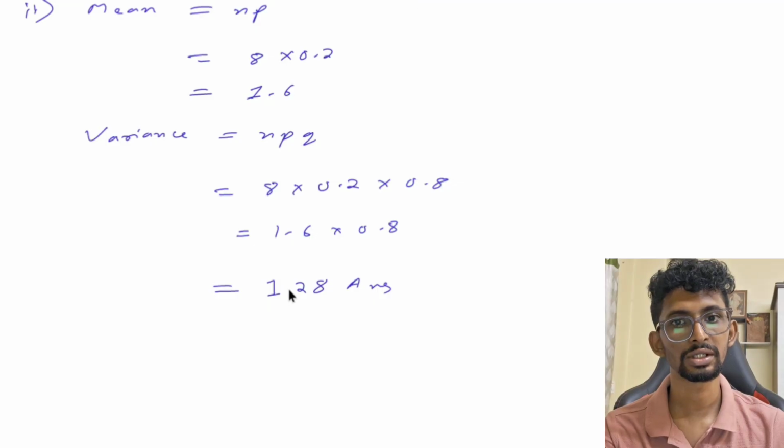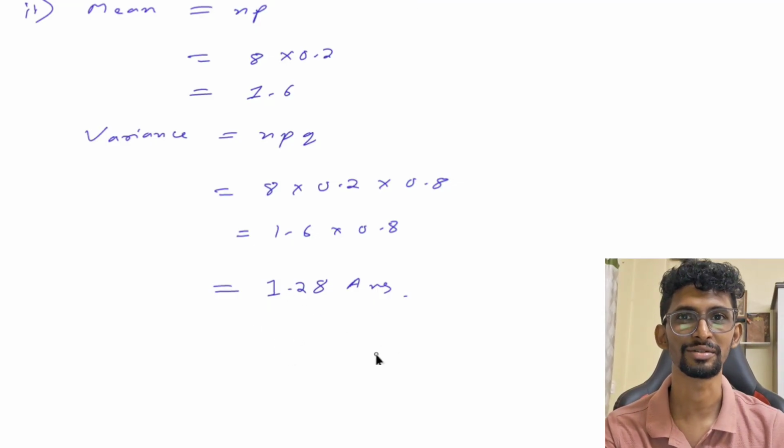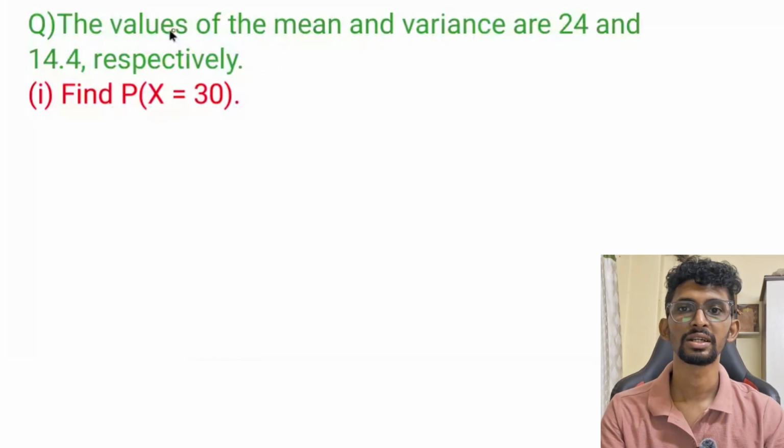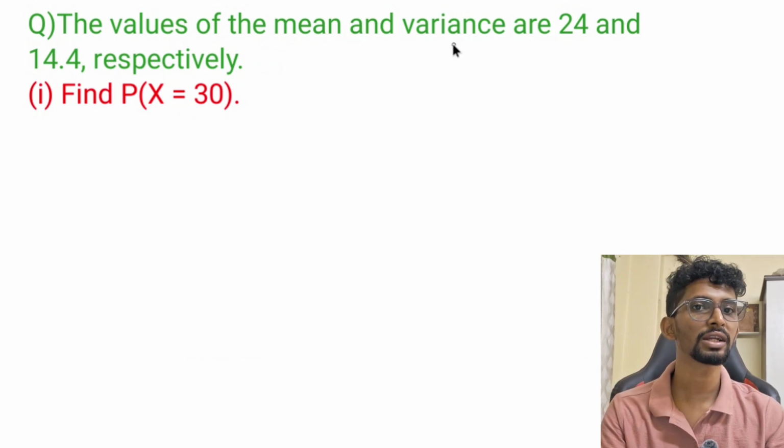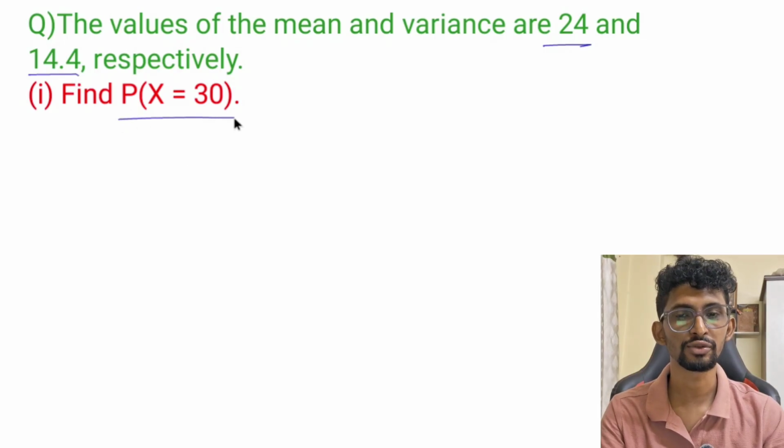So any doubt till now, you can ask me in the comment box. Let's move to another question. So next question. Here they ask: the value of mean and variance is 24 and 14.4 respectively. Find P of x equals 30.